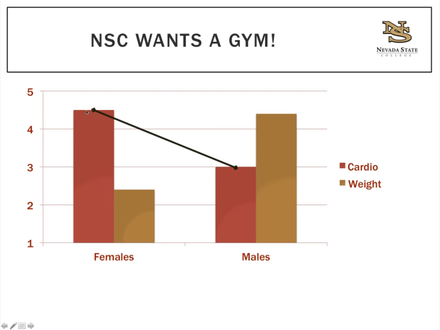So I'm just going to put a little line here to represent the difference, right? The difference in how much participants prefer cardio depending on whether they're men or women. And we'll do the same thing for weights. So here we see the difference between men and women. We see that the effect, this line, goes down for cardio, but it goes up for weights. So you'll see that these lines cross.